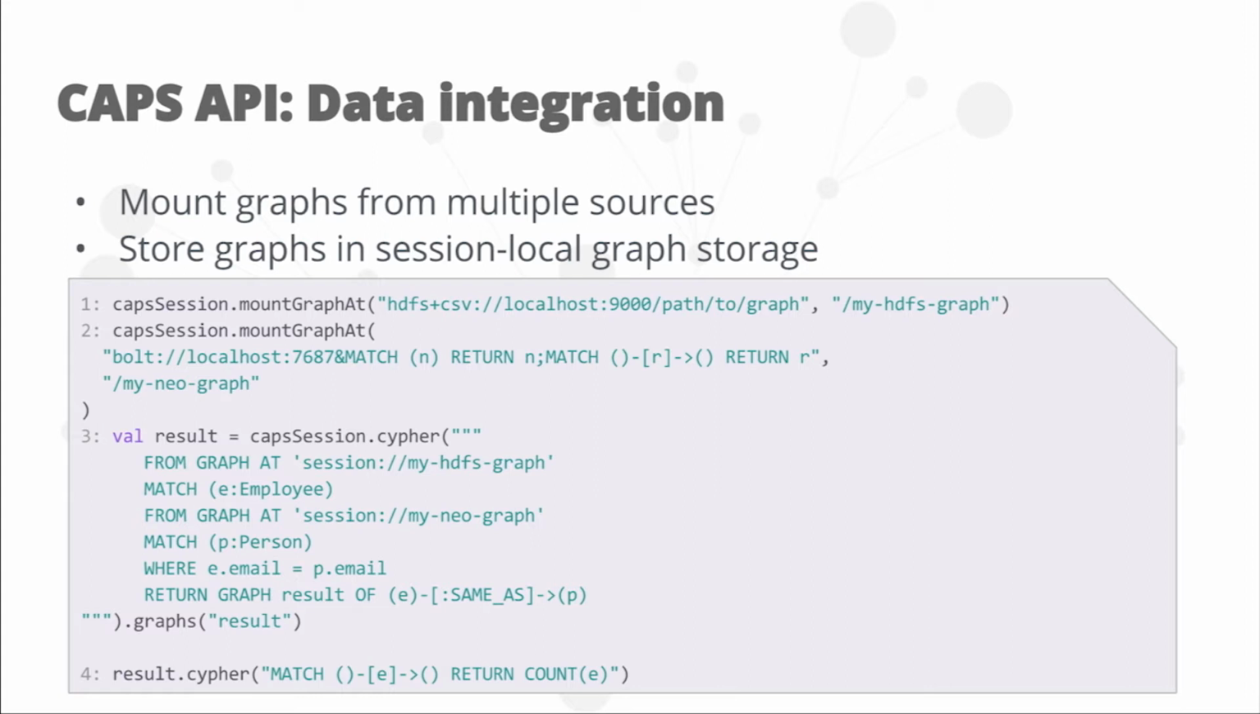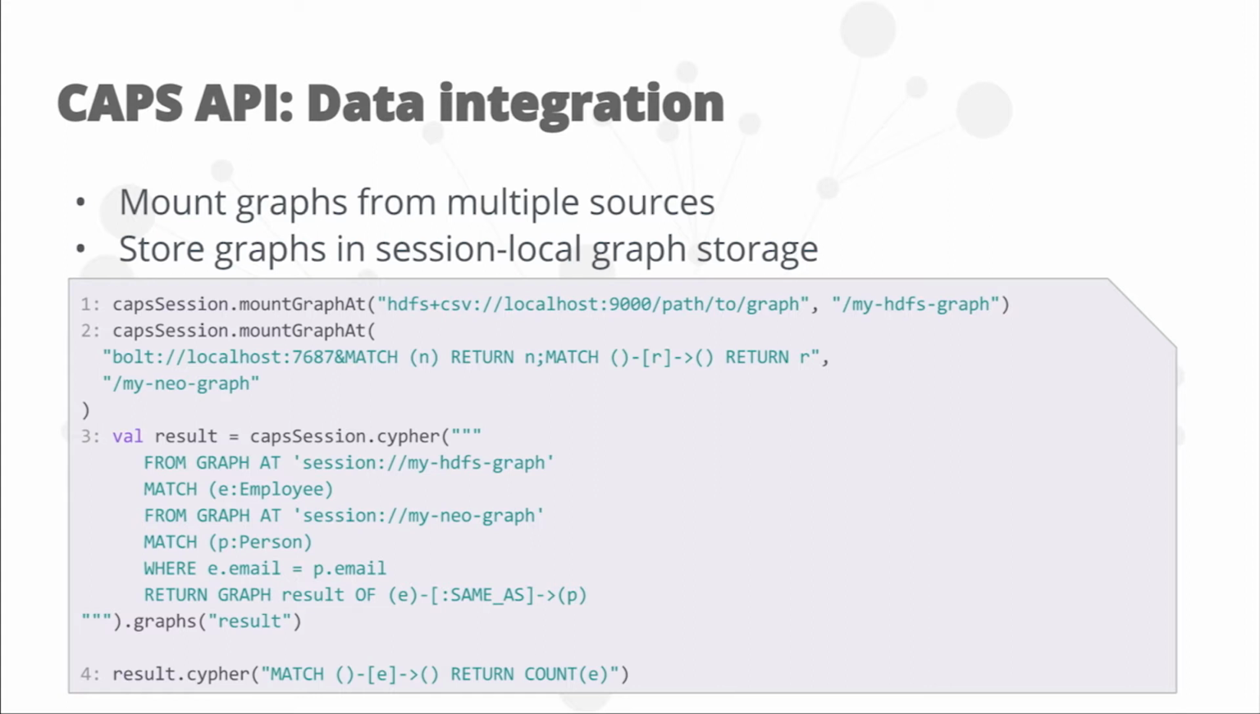In the second line, we do the same, but this time we use bolt. So we access Neo4j here and load the graph from Neo4j, given two queries, one for the nodes, one for the relationships, and we store that graph under the alias my Neo graph. So now we have in our session local graph storage two graphs, the HDFS graph and the Neo graph.